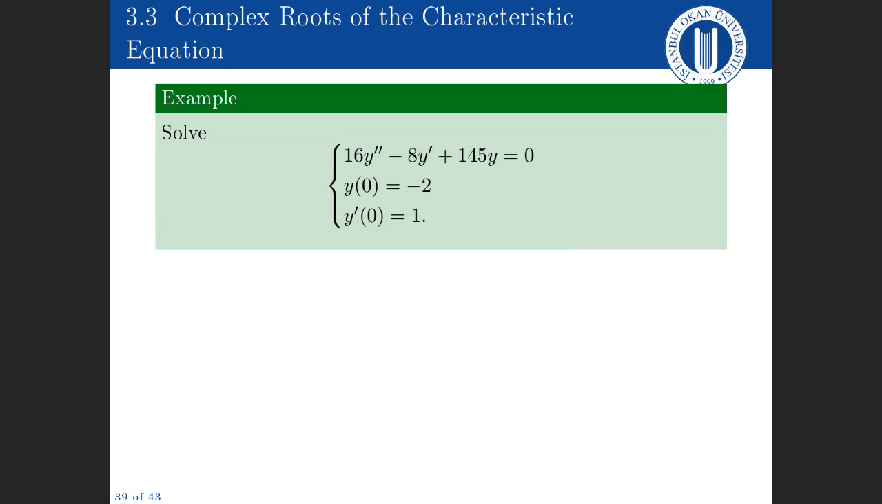Let's do an initial value problem. Solve 16y double prime minus 8y prime plus 145y is equal to 0 with the initial conditions y of 0 is minus 2, y prime of 0 is minus 1.